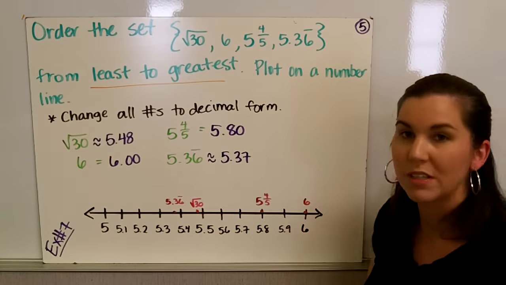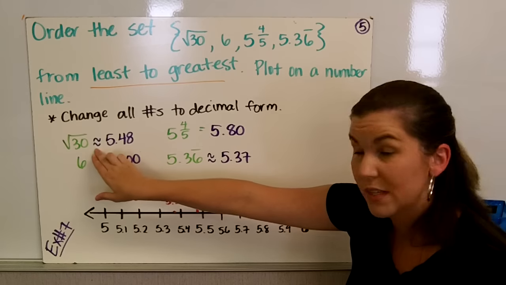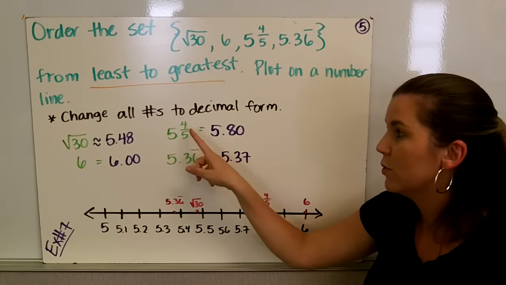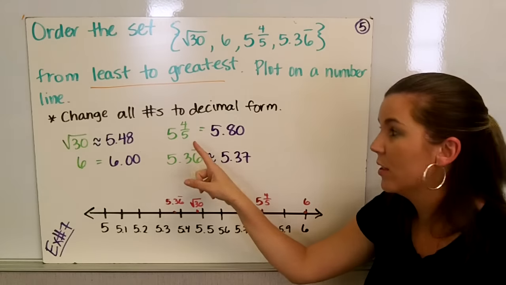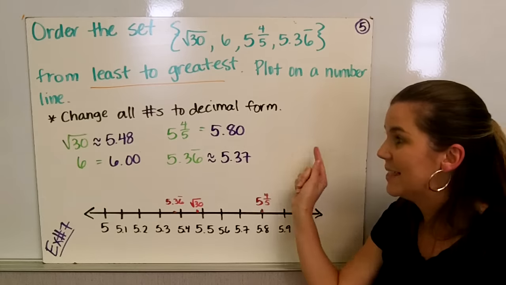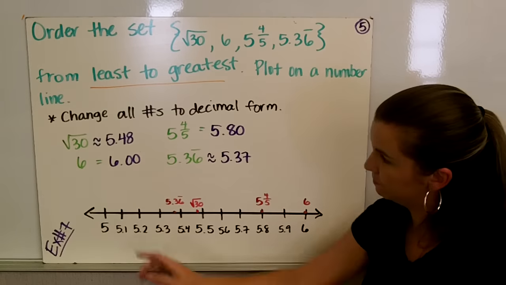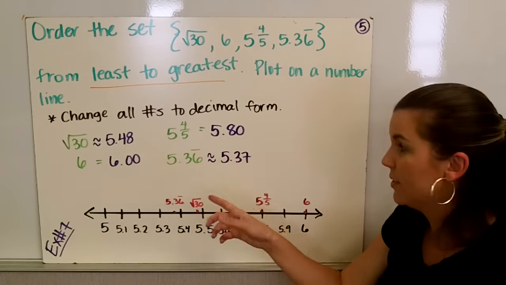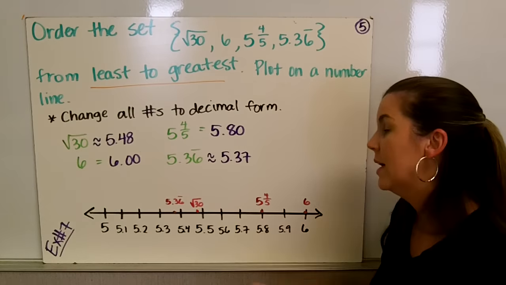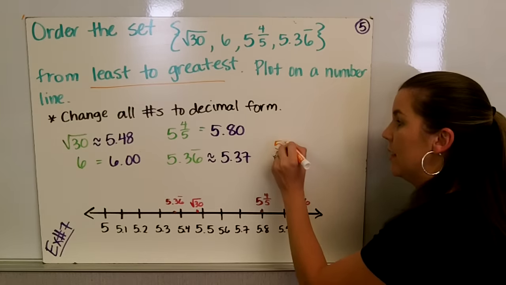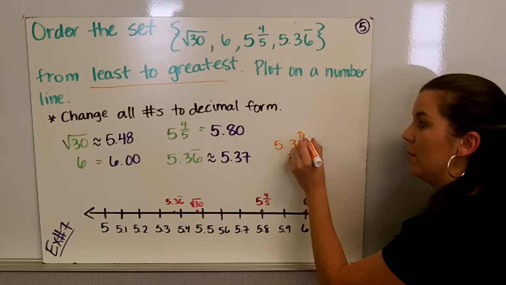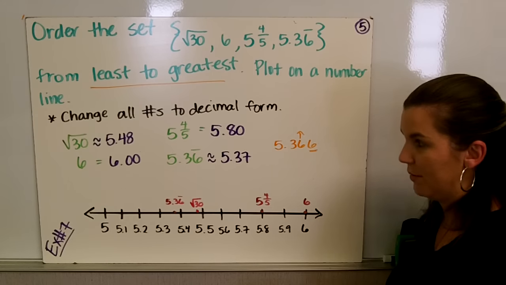The square root of 30, you can type that in your calculator. And these are approximate symbols, so 5.48. 5 and 4/5. Well, you can type in 4 divided by 5 in your calculator and you get 0.8, so 5.8. And remember, you can always add zeros to the end of any number. 6 is 6.00. 5.36 with just the 6 repeating. Well, if there's another 6, then this 6 would round up to a 7, so 5.37.